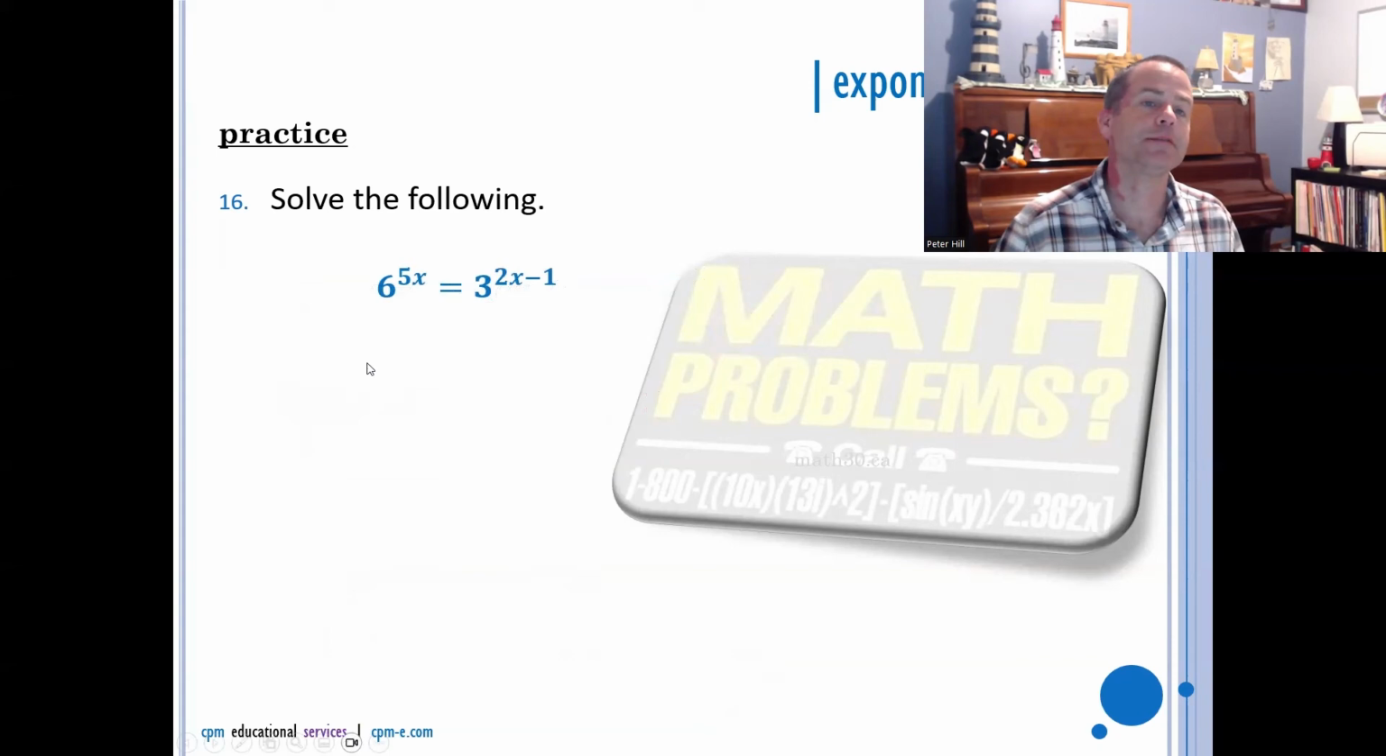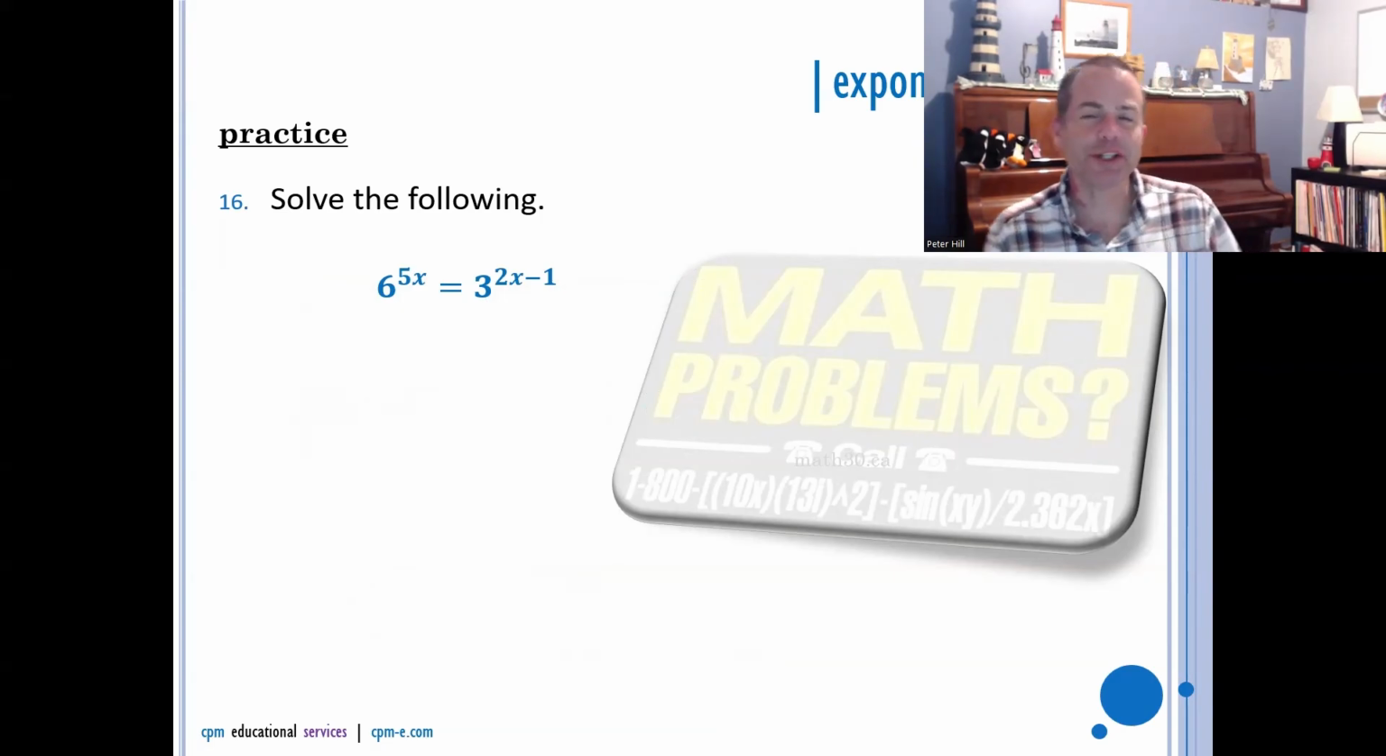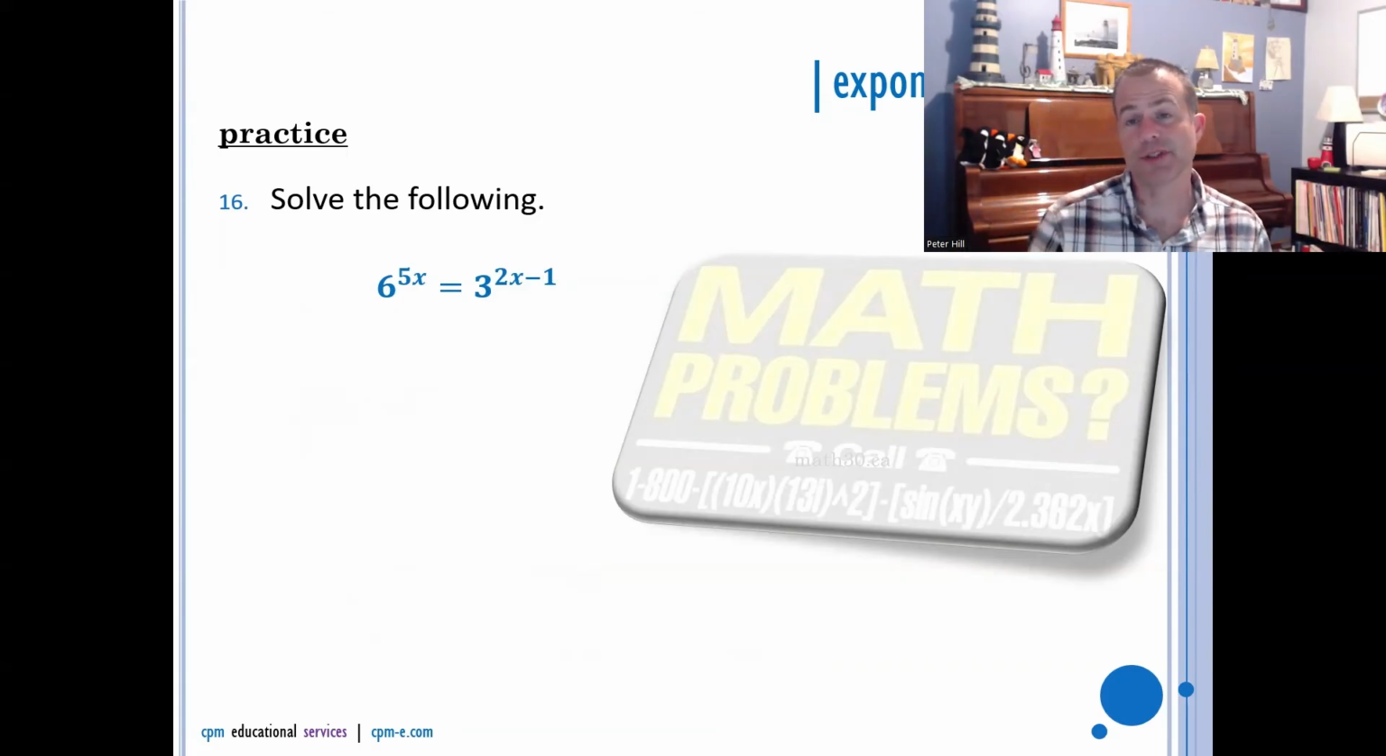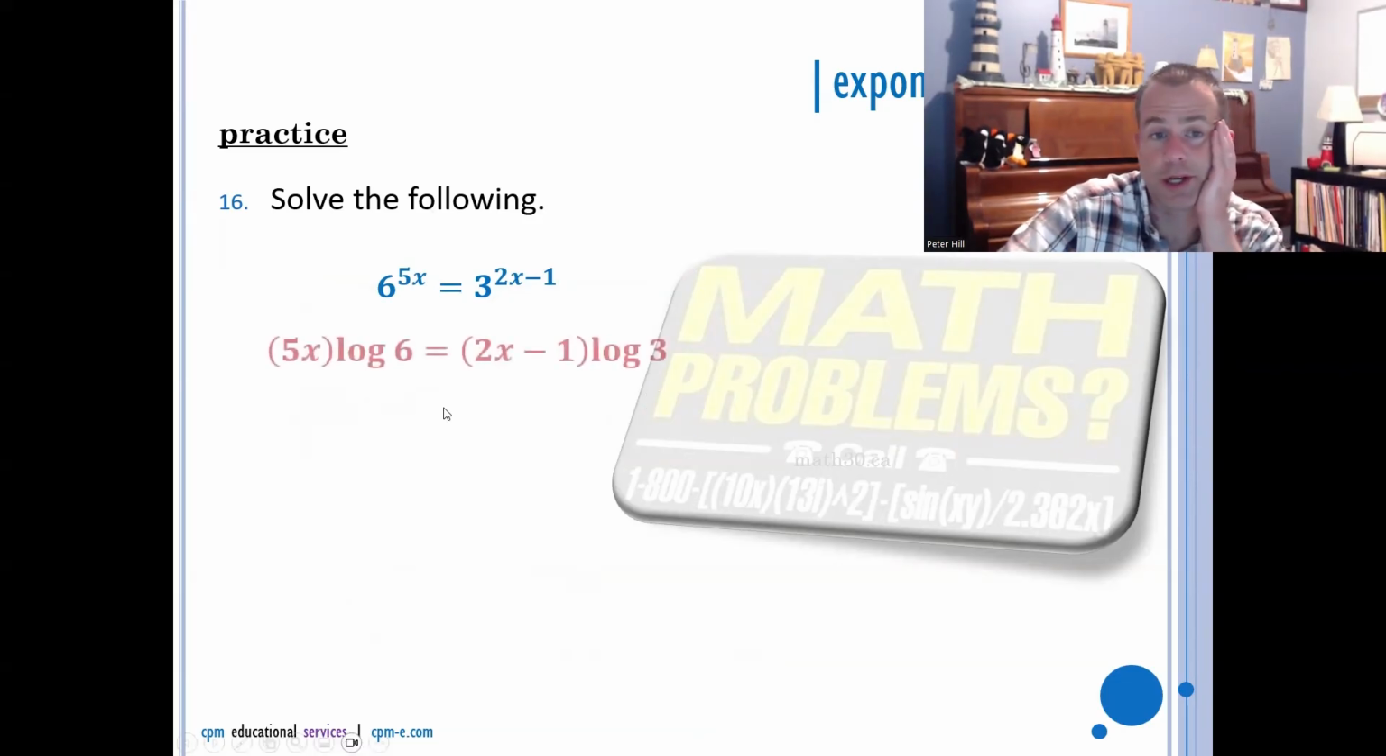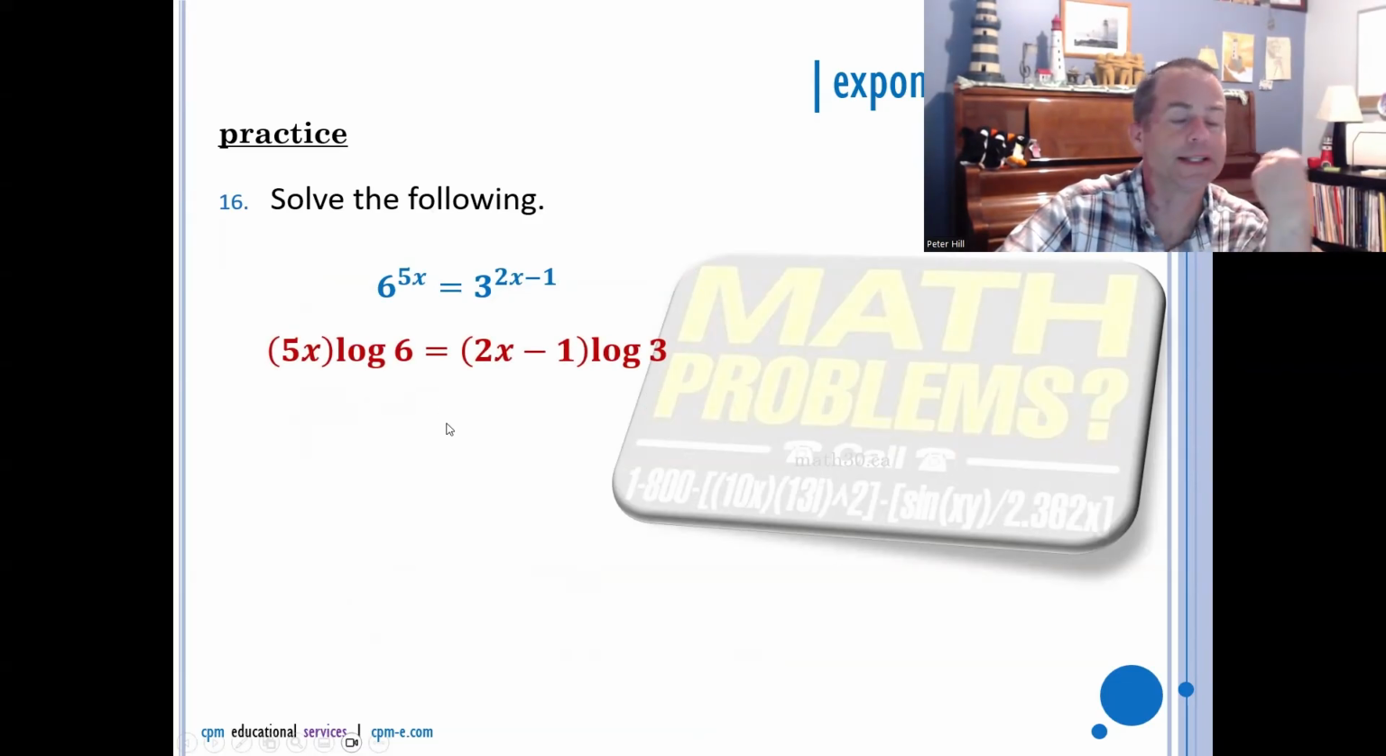Next up, 6 to the 5x equals 3 to the 2x minus 1. I can't make the bases the same. This one's a little trickier to convert to exponent or to logarithmic form because I've got exponents on both sides. So here's an example where I probably want to just log both sides, okay? Taking the log of both sides is just like adding 2 to both sides or squaring both sides. It's an algebraic process. As long as I'm doing it to both sides, I'm not changing the equality statement, okay?